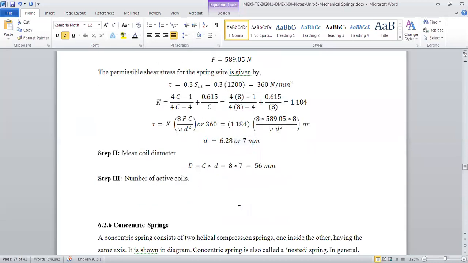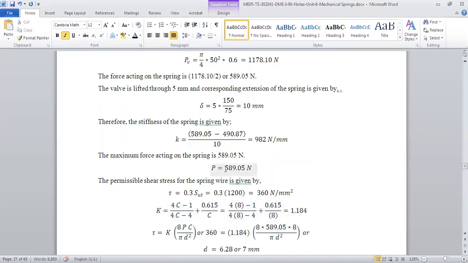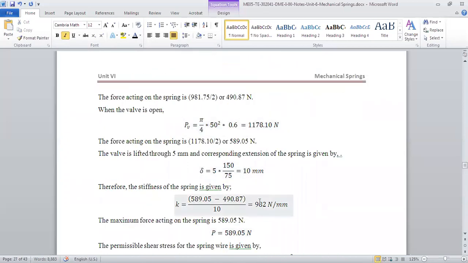Now the number of active coils. How can we find out the number of active coils? We can use this formula: K is equal to G d raised to 4 upon 8 D cube N. Here K is the stiffness. We know that the stiffness is 9.82, actually, this is 982 Newton per mm, right?